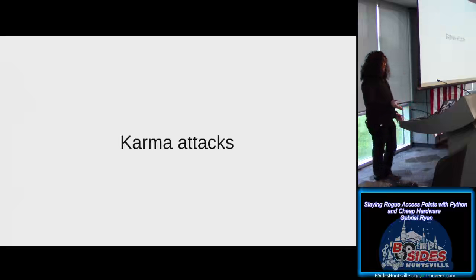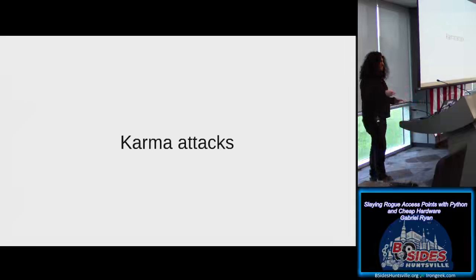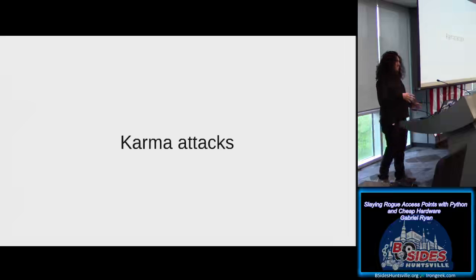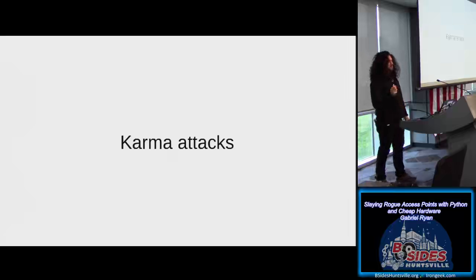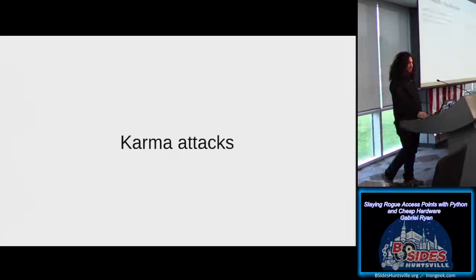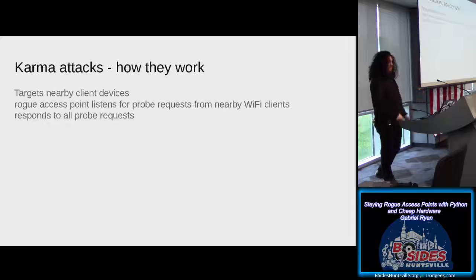The way that it works is that, remember we talked about these probe requests coming from your different wireless clients. So you listen for those, and what a rogue access point doing a karma attack will do is respond to each of these probe requests, saying, yes, I am that network.